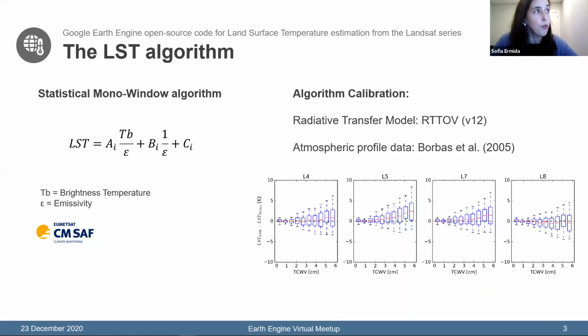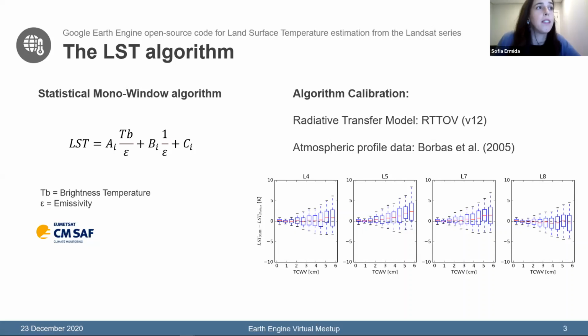And for this algorithm in particular, what we do is we separate situations depending on the content of water vapor in the atmosphere, which is the main atmospheric component that interferes with the signal in the infrared. And to account for this interference, instead of having explicit dependence, we just break apart situations where you have different water vapor contents and calibrate the coefficients for each bin of water vapor in the atmosphere. And this is the calibration residuals for each Landsat.